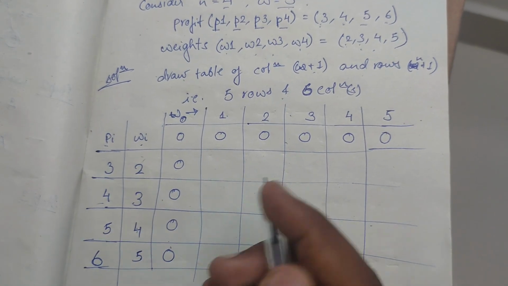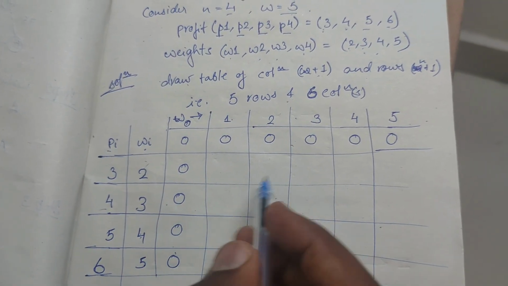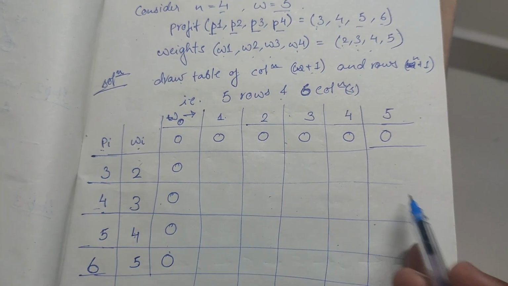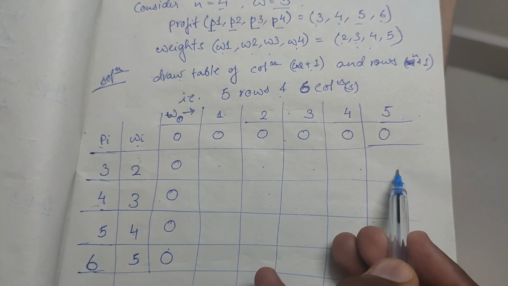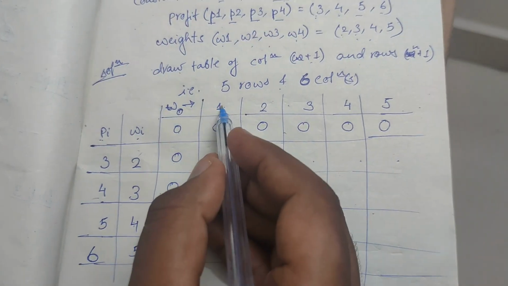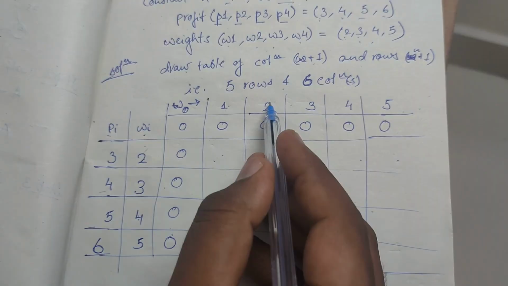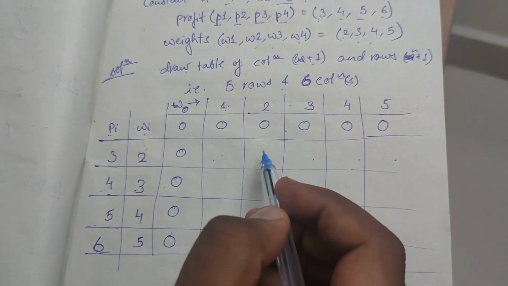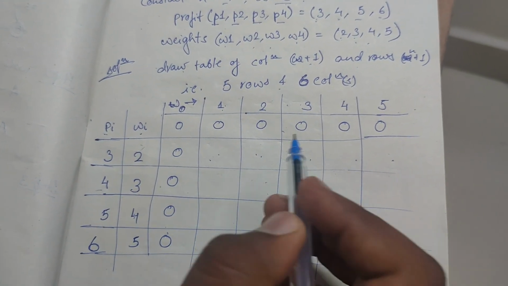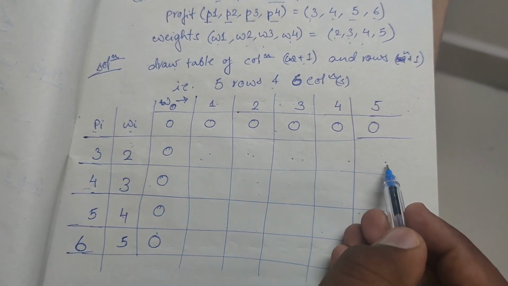Fine. So now we will traverse row by row and fill these cells. What you will consider here is, when you are in this column the weight of that knapsack is 1, and in this column the weight of that knapsack is 2. In this column the weight of that knapsack is 3. So here the weight of that knapsack is incrementing.